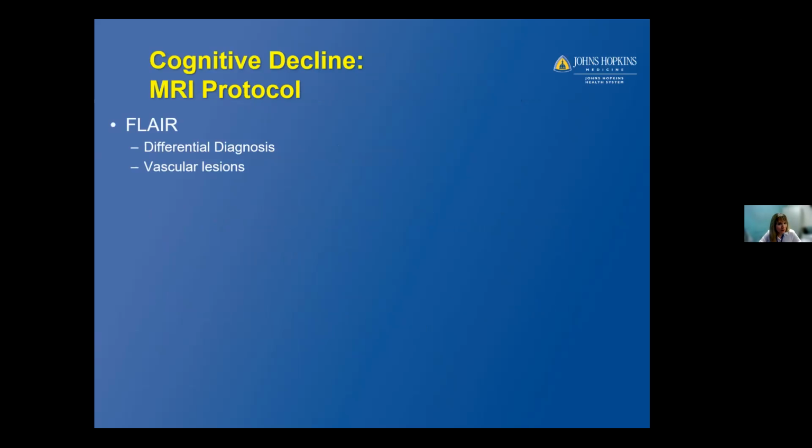So what protocol do we use? With 4 basic MRI sequences, we'll be able to assess and rule out virtually all structural causes of dementia.